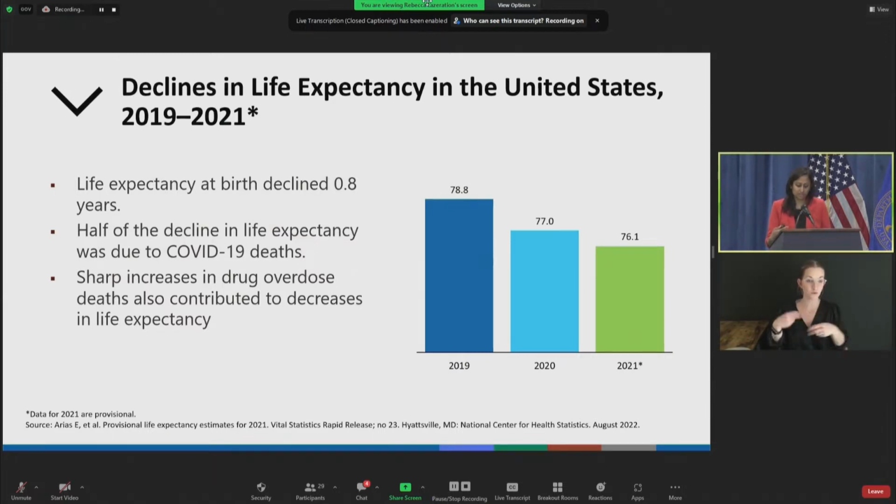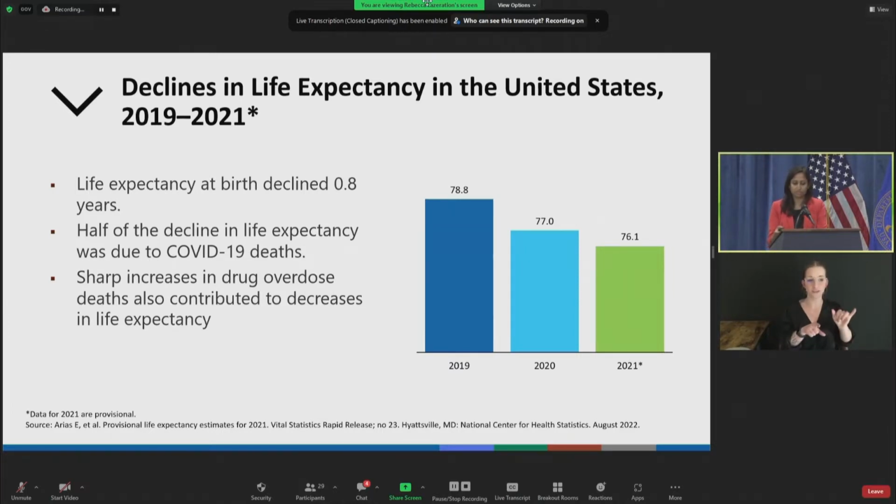The changes in death rate and causes of death also manifested in declines in life expectancy in 2021, as seen in a recent provisional report that was just published in August. Life expectancy at birth declined by 0.8 years. Half of that decline was attributed to COVID-19, and additionally, sharp increases in drug overdose deaths also contributed to the observed decreases in life expectancy.